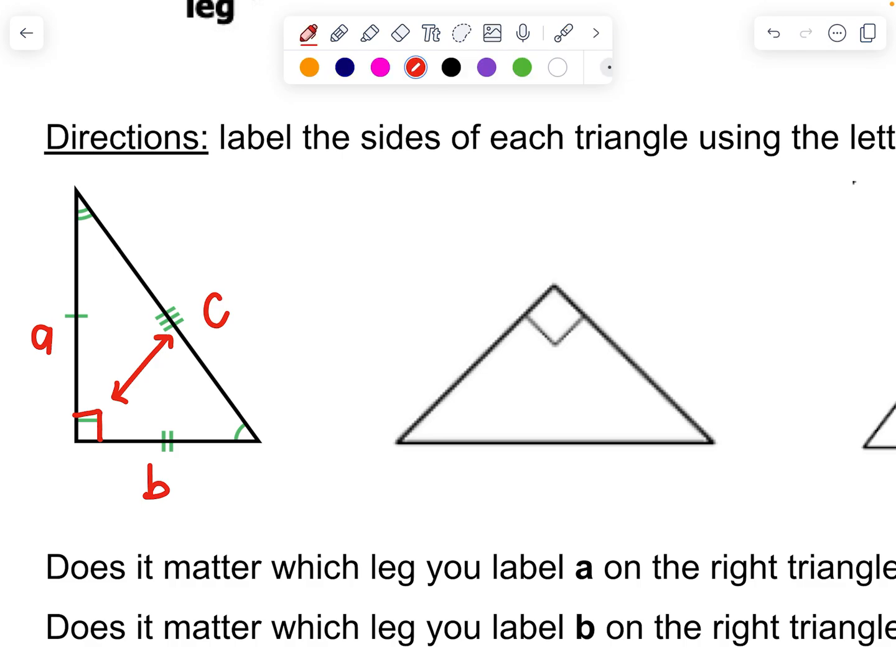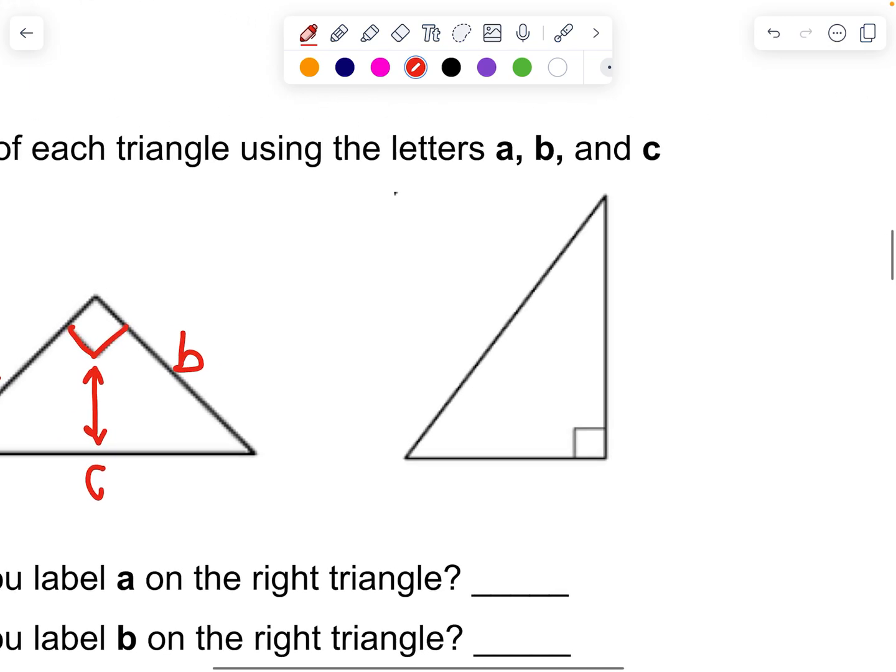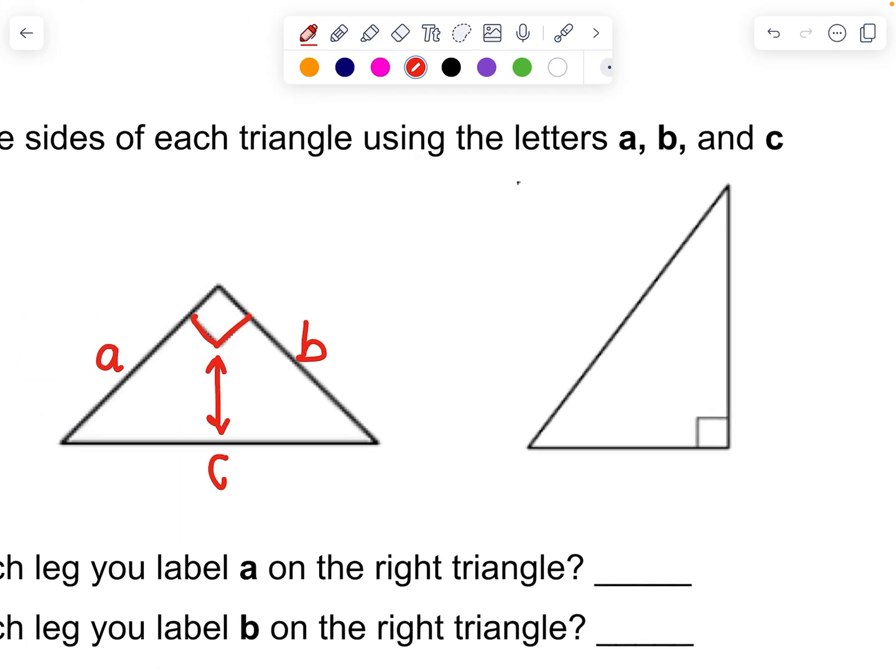So let's do that again. Again, here I have my right angle. Across from it, my hypotenuse C. That would make the other two sides A and B in either order. Lastly, one more. Here, I got my right angle. And across from it, I have my hypotenuse C. And the other two sides are my legs.